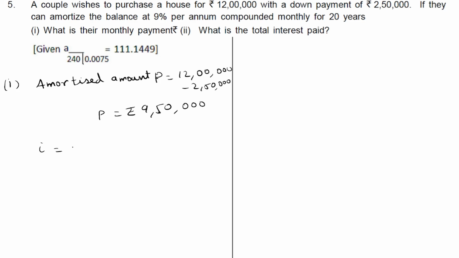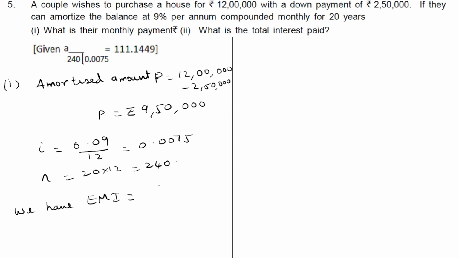Then the rate per period is 0.09 upon 12, so it is 0.0075, and the number of periods n is 20 into 12, so it is 240. Now we know the formula for EMI. We have EMI is equal to P upon A n i. Here, since we are given the value for the present value annuity factor, I am substituting it directly. Or let me write the formula alone again: I by 1 minus 1 plus I the whole raised to minus n.